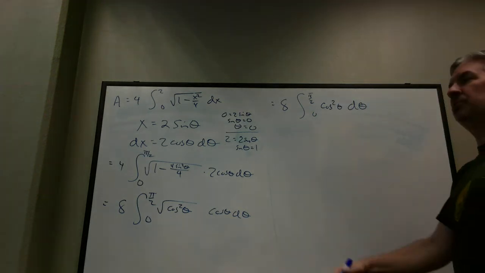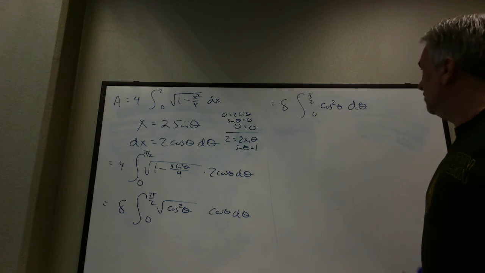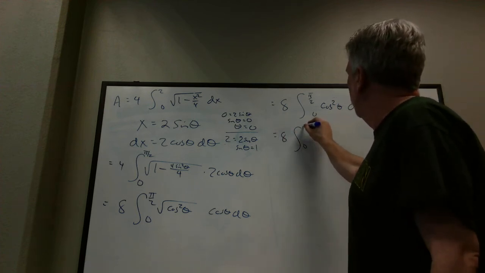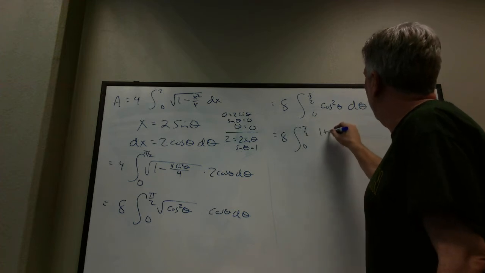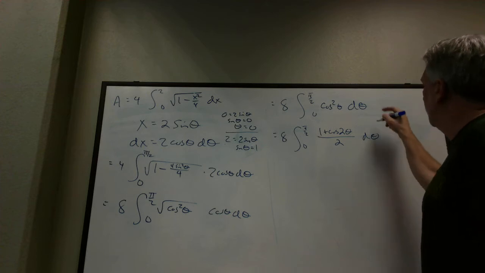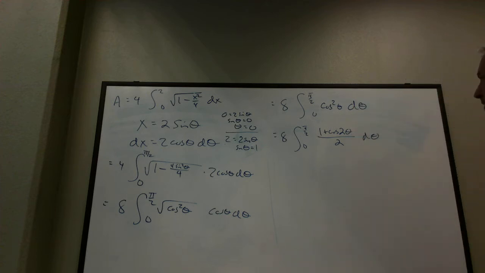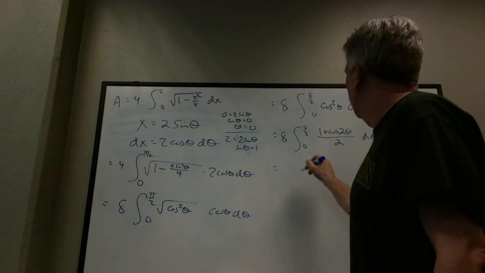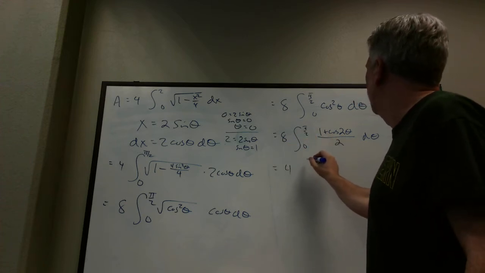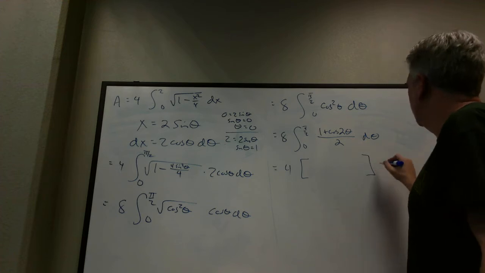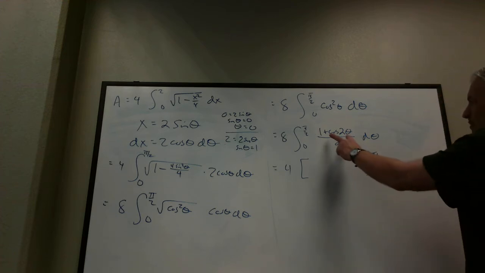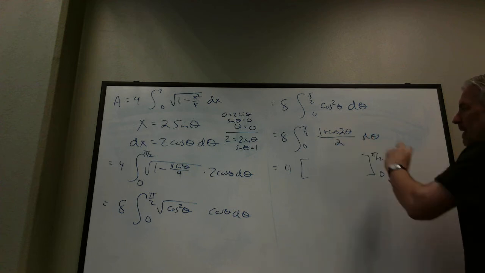Okay, now we're back to the trigonometric integral section. How do we integrate even powers of cosine? Well, remember, we use the identity 1 plus cosine 2 theta over 2. Remember, you double the angle, and then you can get rid of the square. So if I pull the half out front, I get 4. And now I can integrate what's left. Okay, so I'm just integrating 1 plus cosine 2 theta.